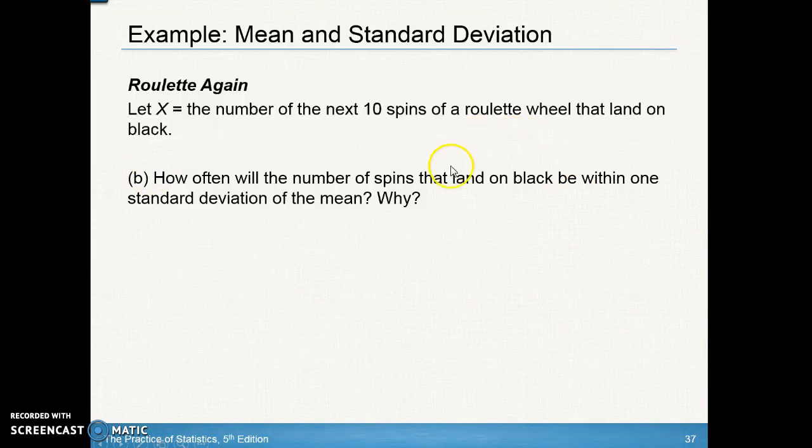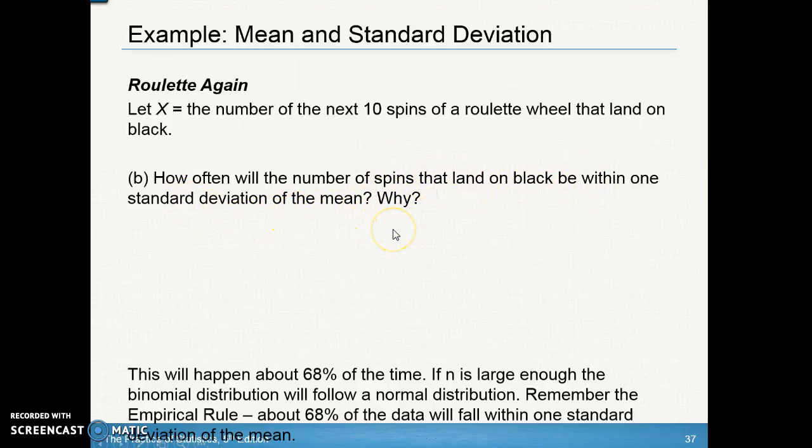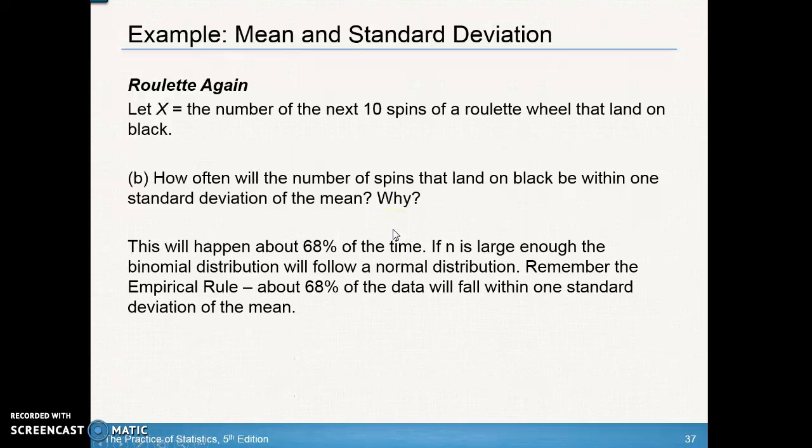How often will the number of spins that land on black be within one standard deviation of the mean, and why? All right, so let's think about how we can do this. If it's helpful to draw a curve, go ahead and draw a curve, label the mean, label the standard deviation. We want to know how often the number of spins that land on black will be within one standard deviation of the mean. Now keep in mind, if we're going to draw this, within one standard deviation of the mean, remember you have 34% above and 34% below from the empirical rule. That tells us that about 68% of the time they're going to land within one standard deviation of the mean.